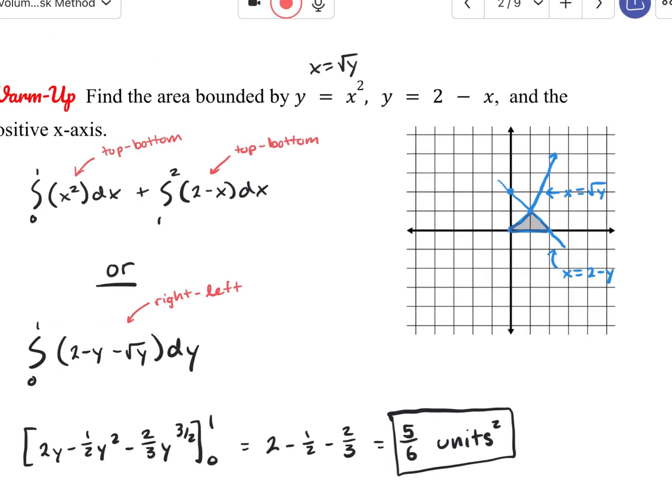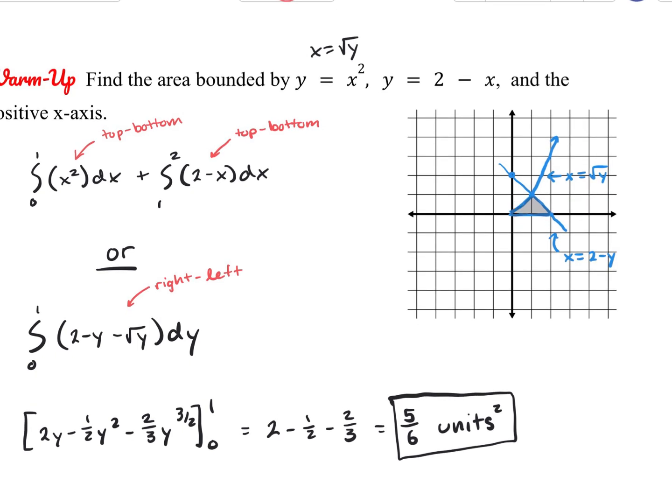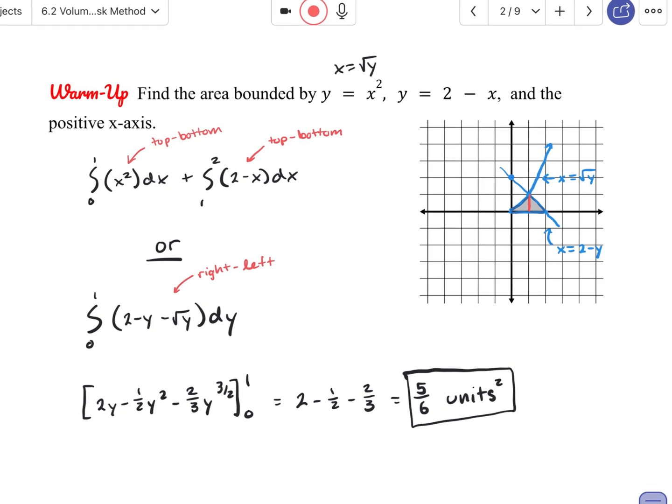So there's two ways you can set this up. You can either do vertical slices, so like this. Now if you do that, you have to be careful because it's kind of split up over two different areas. Here it's your quadratic minus the x-axis, and here it's your linear minus the x-axis. So you can set up two different integrals like this and evaluate them separately.